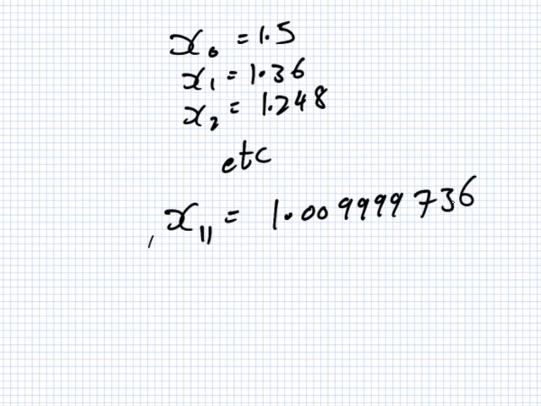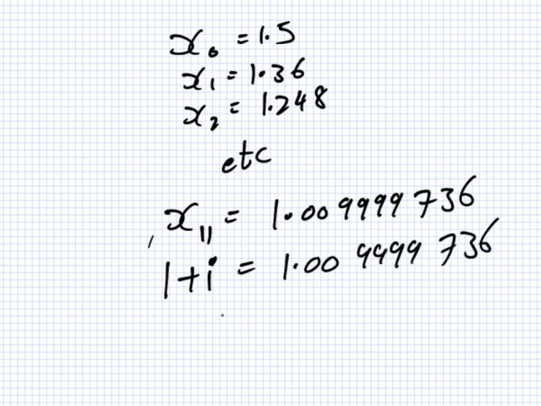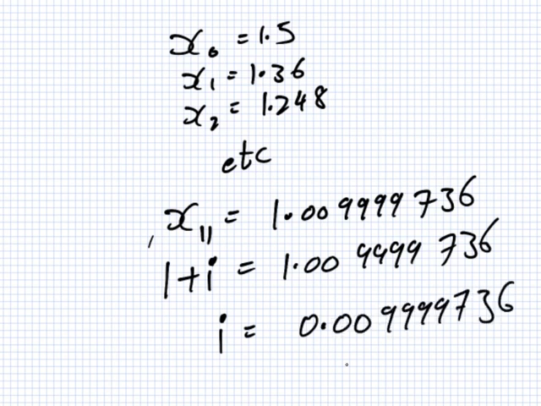1.00999736. So that means 1 plus I is 1.00999736. So I is 0.00999736, which is roughly 0.01, which is 1%. Because what I didn't tell you in this question is I is actually a percentage.